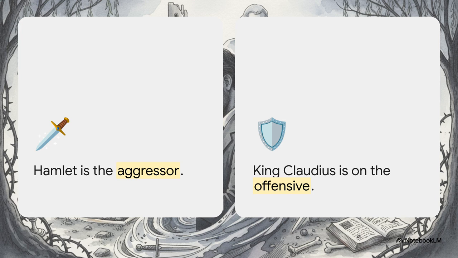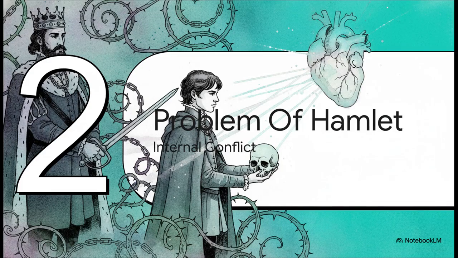Think about it. As the action rises in the first half of the play, Hamlet is the aggressor. He's investigating, he's plotting, but once we hit the turning point, the momentum violently flips. In the falling action, King Claudius goes on the offensive, and Hamlet is steadily forced right to the wall. Section 2. The problem of Hamlet. Because, as we'll see, that external battle between a prince and a king is really only half the story.